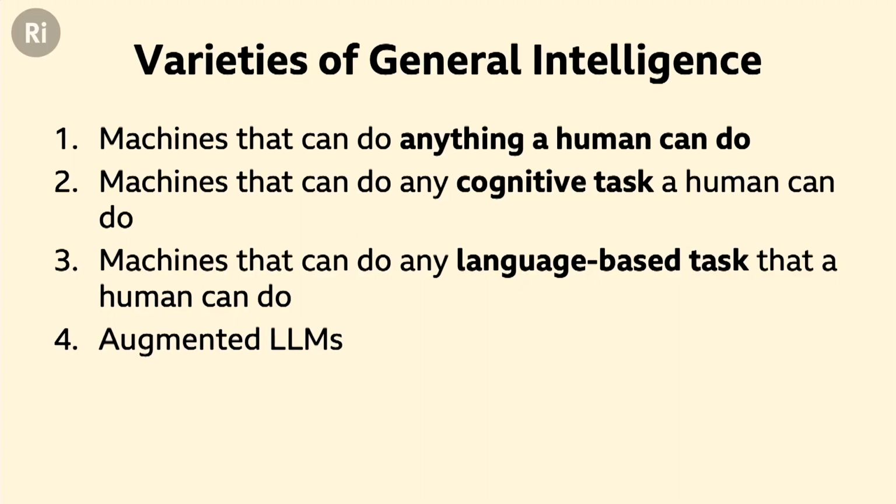The second version of general intelligence is, well, forget about the real world. How about just tasks which require cognitive abilities? Reasoning, the ability to look at a picture and answer questions about it, the ability to listen to something and answer questions about it and interpret that. Anything which involves those kinds of tasks. Well, I think we are much closer. We're not there yet, but we're much closer than we were 4 years ago.